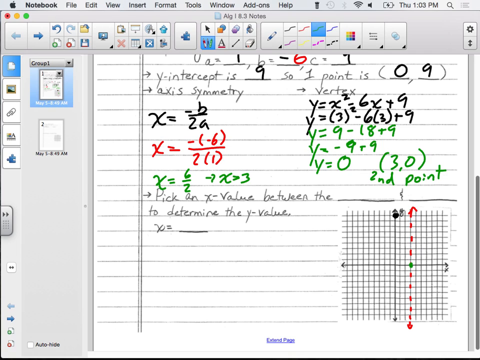Now the last point that we need to find without using symmetry, we'll do that later, we can pick an x value between our y-intercept and our vertex to determine the y value of our third point that we're going to find.